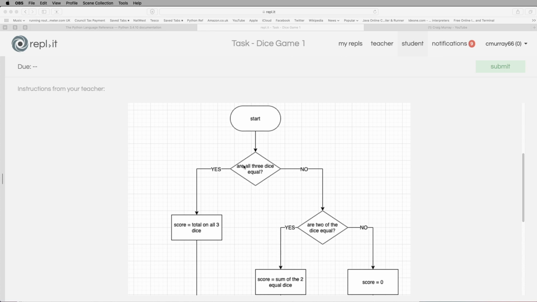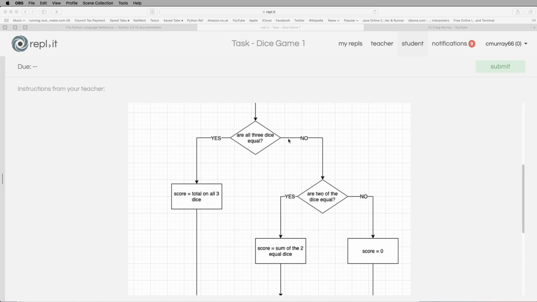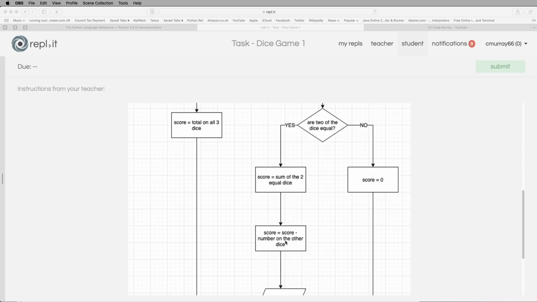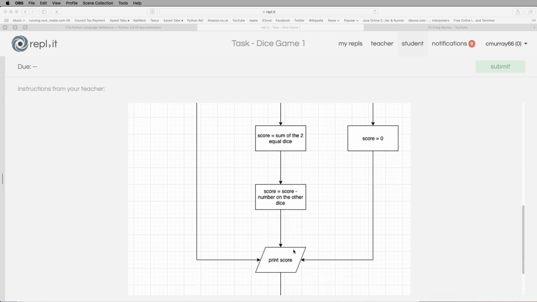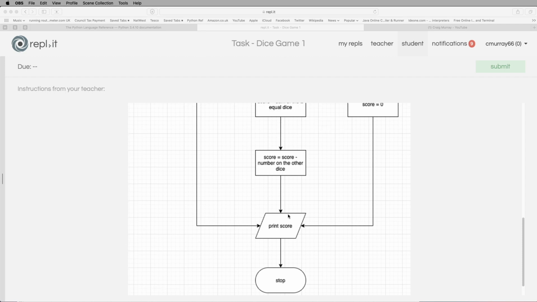Are all the 3 dice equal? If all 3 dice are equal, here we've got a decision symbol, yes, then the score is equal to the total on all 3 dice, and then we print out the score. If it's no, then are 2 of the dice equal? If yes, then the score is equal to the sum of the 2 equal dice, and then we subtract the other value and print out the score. If all 3 values are different, then the score is equal to 0 and we print out the score.